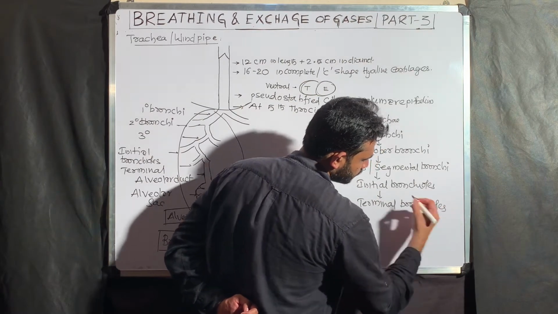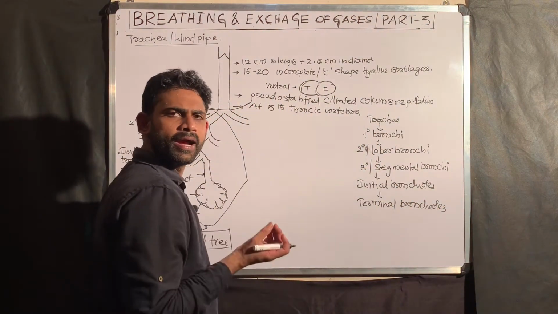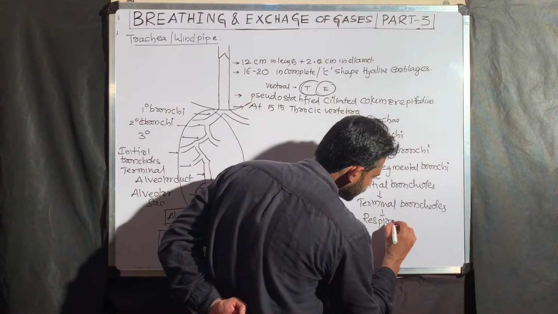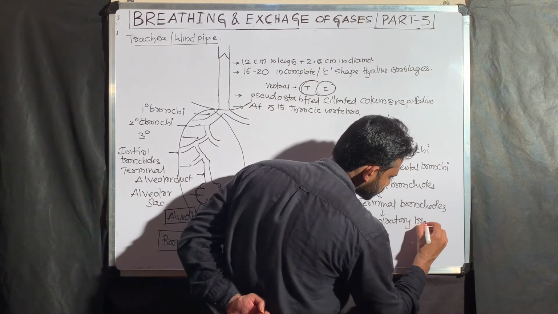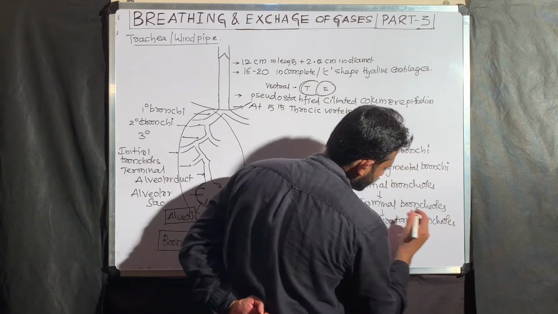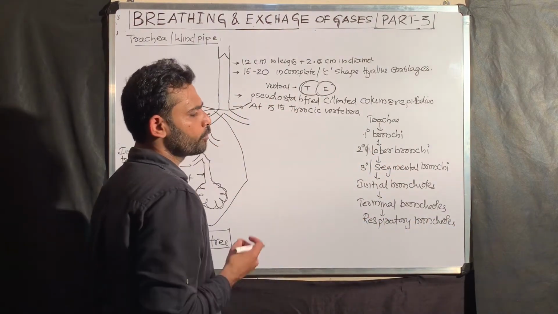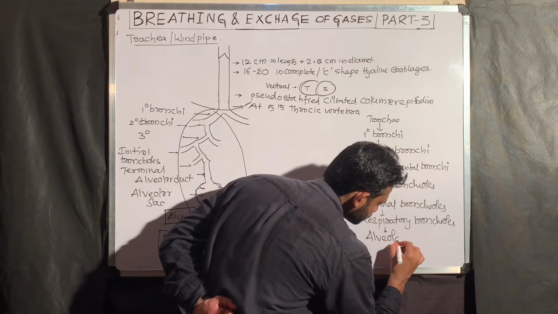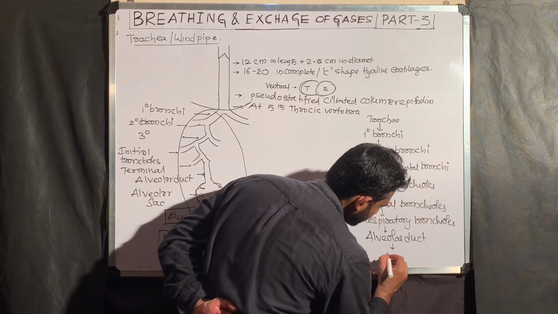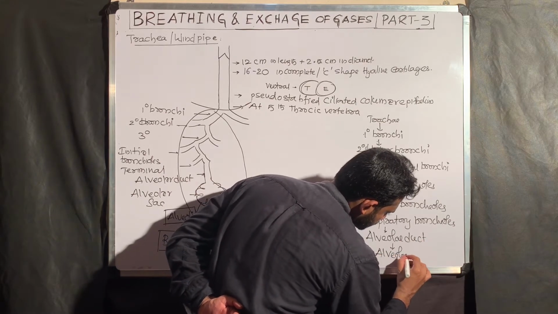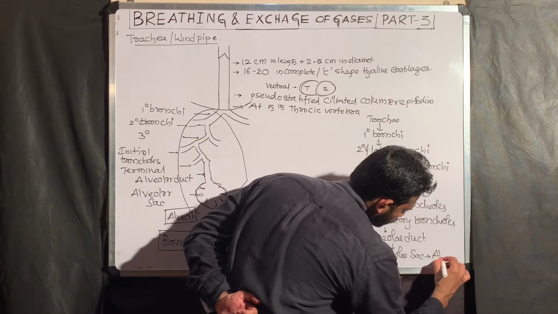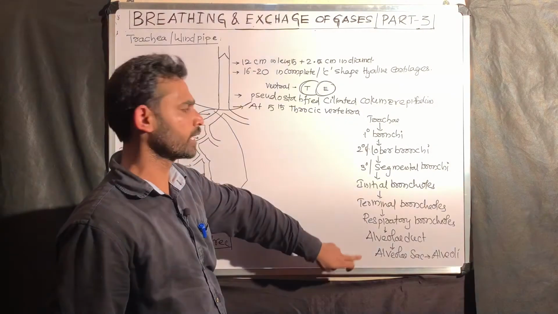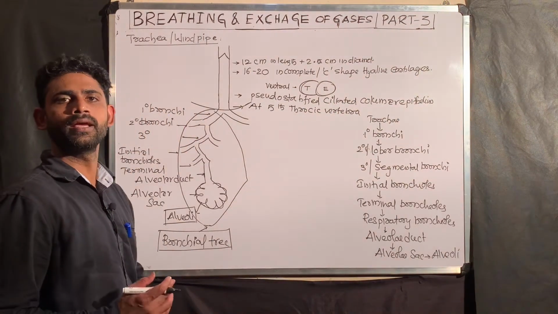Actually, this terminal bronchiole divides into highly microscopic respiratory bronchioles, then alveolar duct, then alveolar sac. The alveolar sac consists of alveoli. Okay? This total structure from the trachea to alveoli is called the bronchial tree.